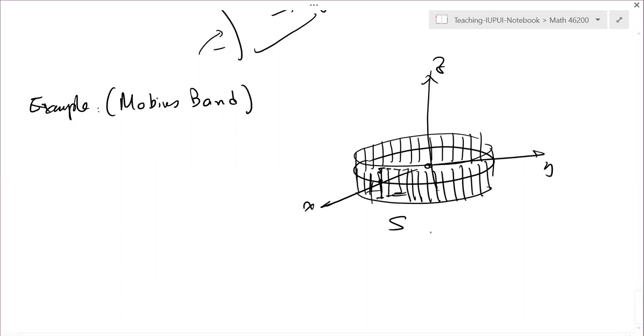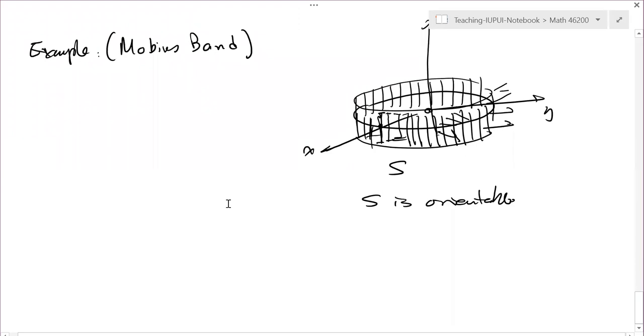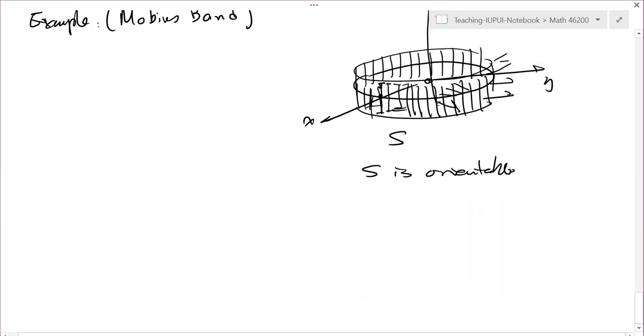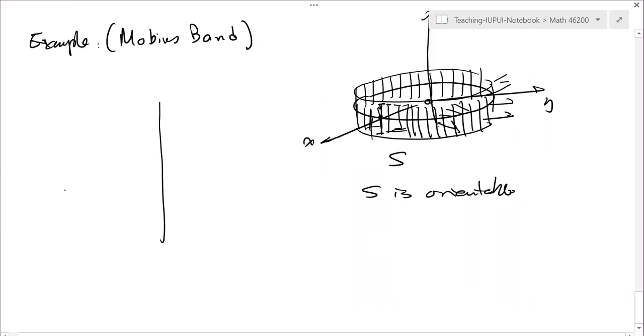S is, first of all, orientable, okay? And you can always find a normal vector. You find a smooth normal vector over the surface. Okay, this is an oriented surface, this is a cylinder. Now, my next example is about the Mobius Pen, okay?